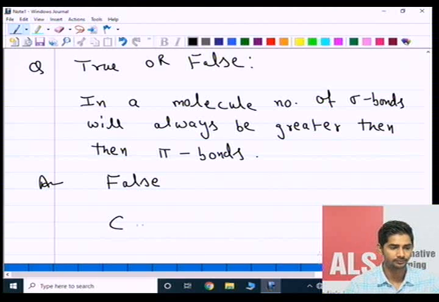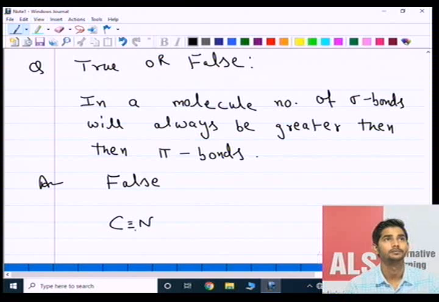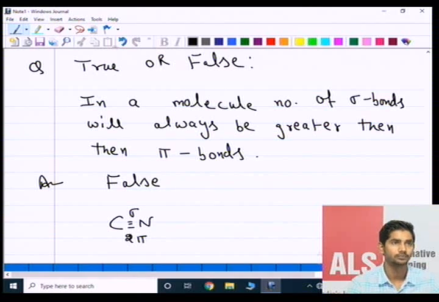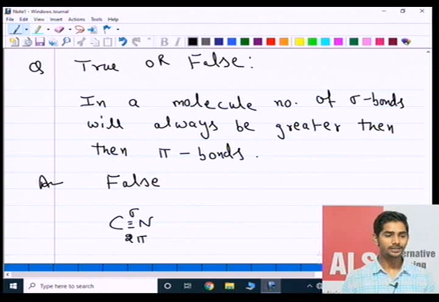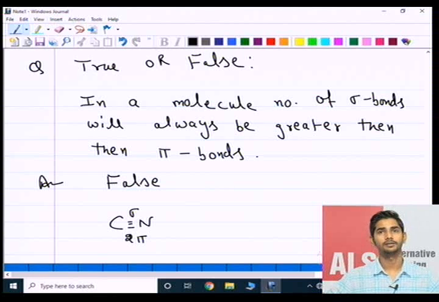Guys, you can look at the CN, where there is only one sigma bond and two pi bonds. Yeah, exactly, cyanide. In the cyanide, sigma bonds are lesser than the pi bonds. Okay. So guys, remember, yes, there is a possibility where pi bonds can be greater than sigma bonds. They can be equal too. It won't be true that sigma bonds should always be greater than the pi bonds in a given compound. Okay. So any question or query for me? All clear? Can I move on?